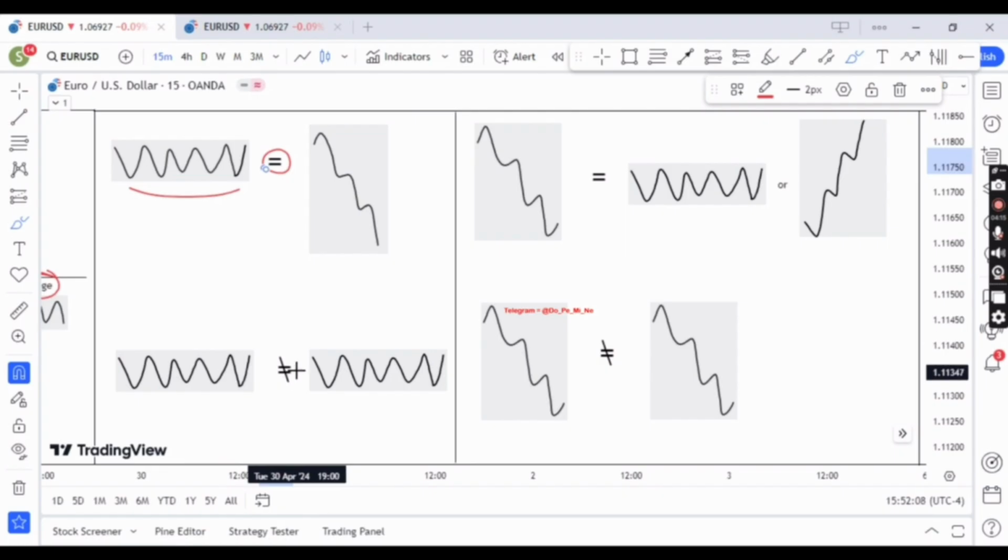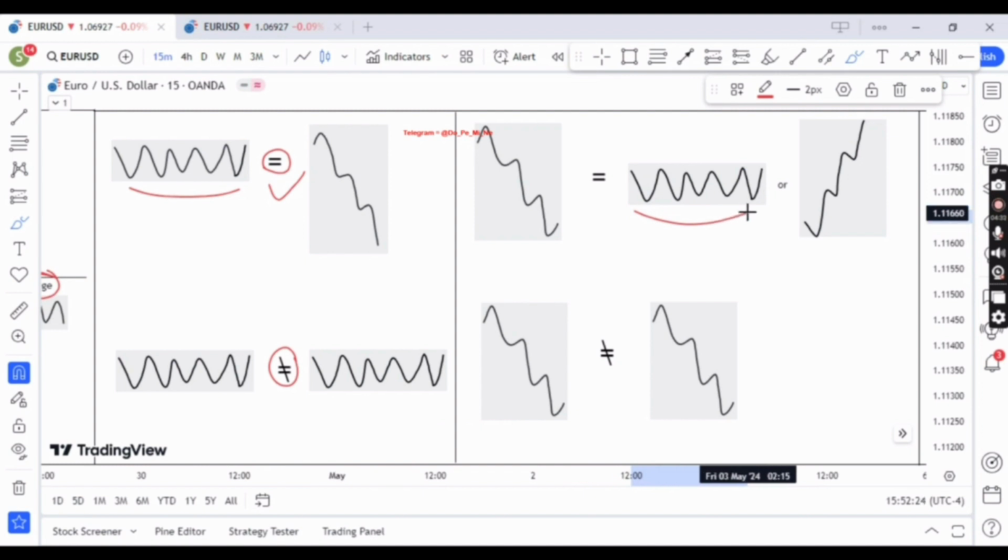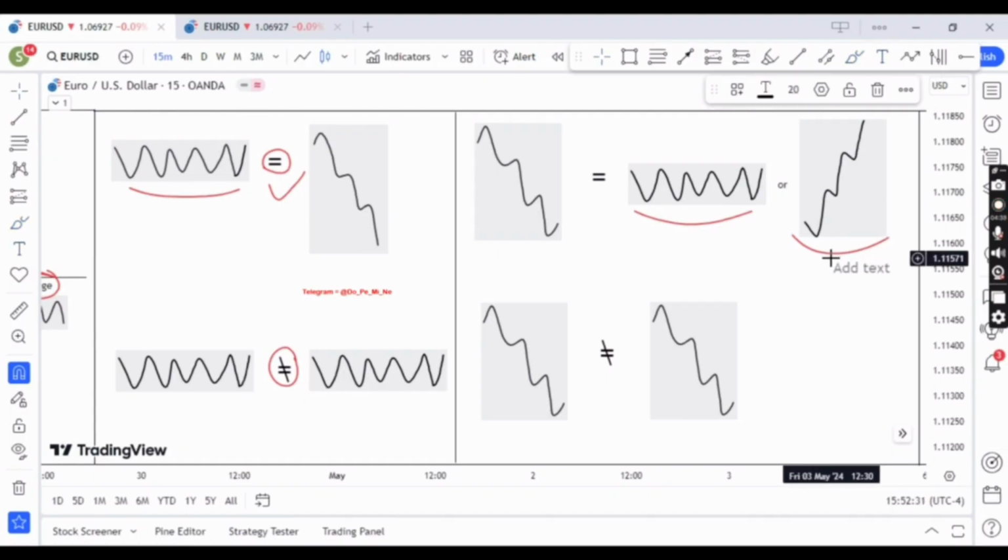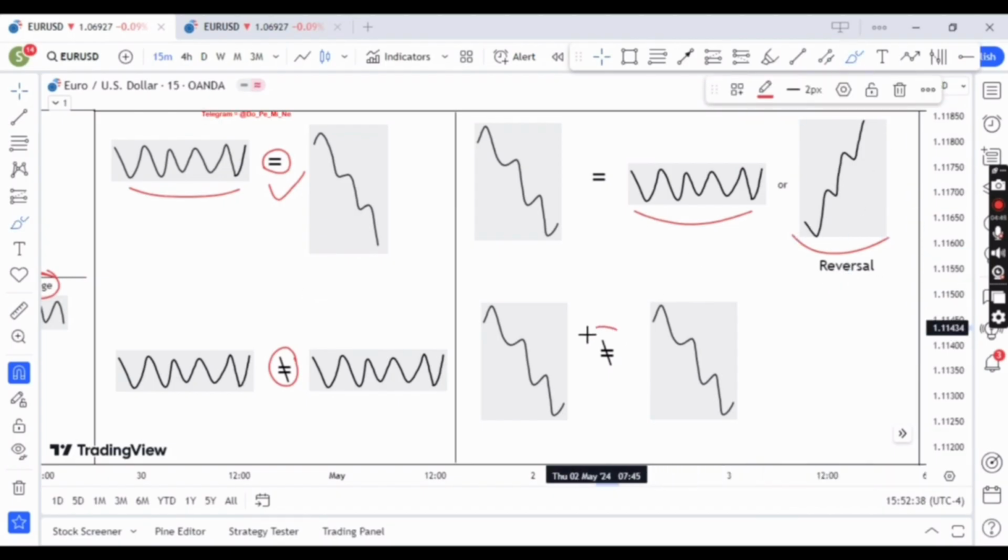Now from a ranging profile we cannot have a retracement or a reversal profile, right? The only possible outcome is an expansion. Similarly, after an expansion profile has ended, we can only have three possible outcomes, which are a retracement, a reversal, and a ranging profile. That means after an expansion has occurred, we cannot have another expansion right away after the expansion profile has ended, right?